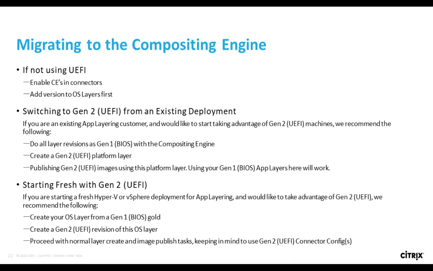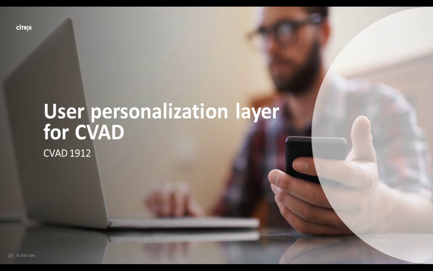If you're starting fresh with a new OS, or you're starting fresh with app layering from the start, your gold image still has to be BIOS. We can't yet import a UEFI image, though that's coming. But you'd start with BIOS, import it, add a version to your OS layer, convert that to be UEFI/Gen 2, depending on what you're using. And then you can do all your packaging and everything with UEFI, and it'll be consistent throughout. So that's the plan for how to do the migration, and you should be successful if you follow those policies.